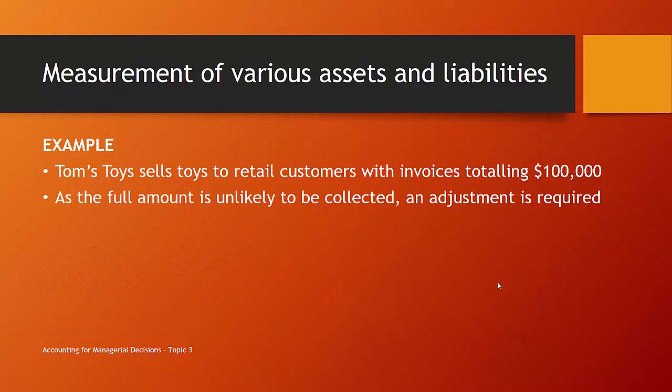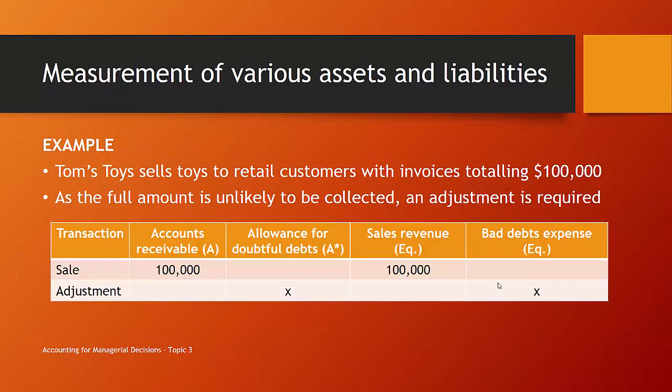So Tom's Toys, as an example, sells toys to retail customers with invoices totaling $100,000. The full amount is unlikely to be collected, and so an adjustment is required. And so from a worksheet point of view, we would have the sale taking place, and they would have accounts receivable of 100 and sales revenue of 100. So asset gets affected, asset goes up, equity is affected. Ultimately, equity goes up. The adjustment, and you'll note I haven't put a number in there because we don't have enough information to put in a number.